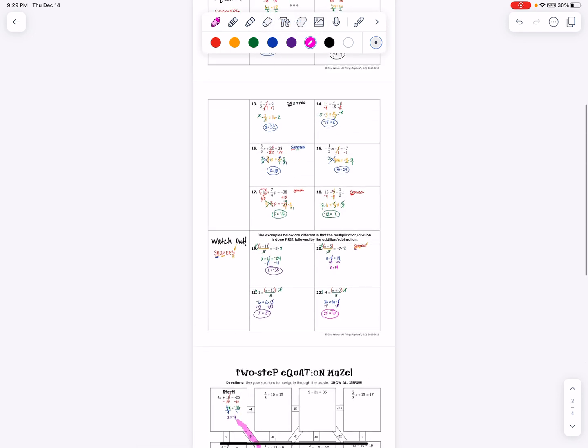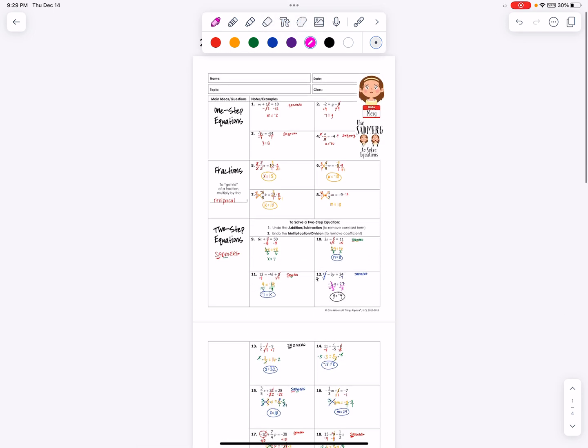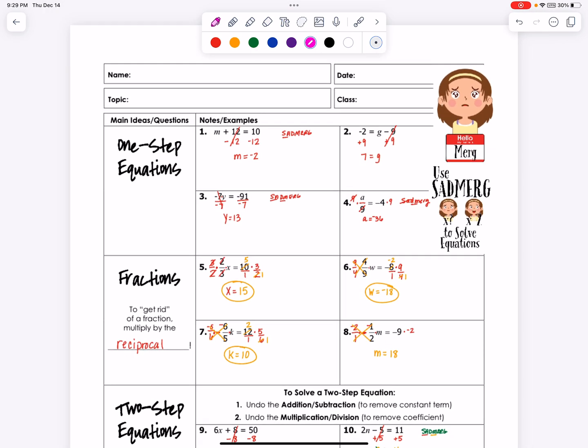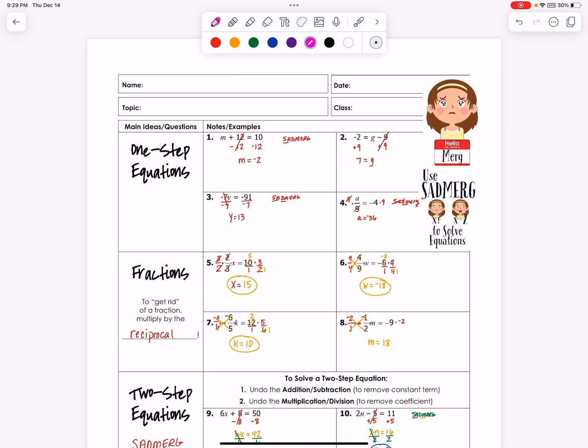When you get to the end, then export and send this to the 2-step equations and maze submission. That's something that I'll expect to see in there.